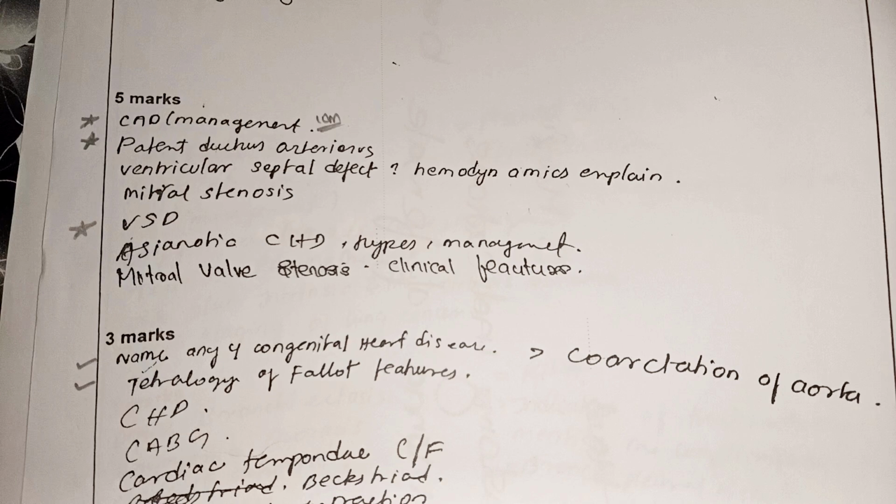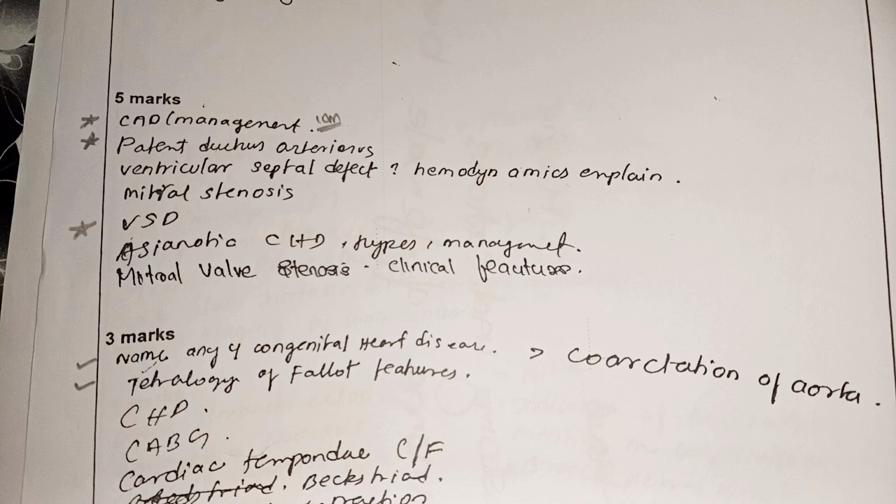Next, congenital heart disease, it is repeated again. Next is CABG, cardiac tamponade and its clinical features. Myocardial infarction, murmurs and mitral stenosis. And with this, we are done with this chapter.